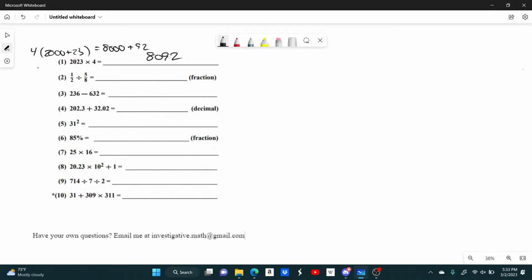Let's see. Next we have 1/2 divided by 5/8. So this is just your basic dividing fractions, right? Whenever you're dividing by a fraction, you just take it and multiply by the reciprocal. So instead of dividing by 5/8, now we're going to multiply by 8/5. Simplifying this a little bit, 8 divided by 2 will cancel to 4, and so you end up with just 4/5.